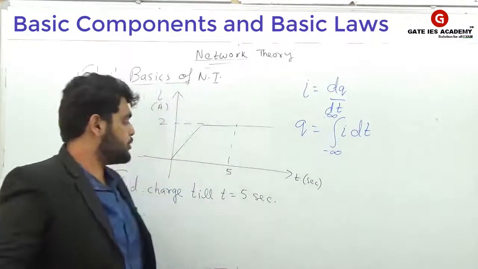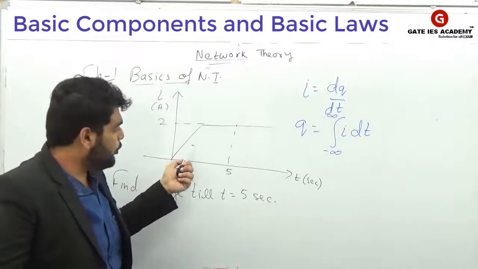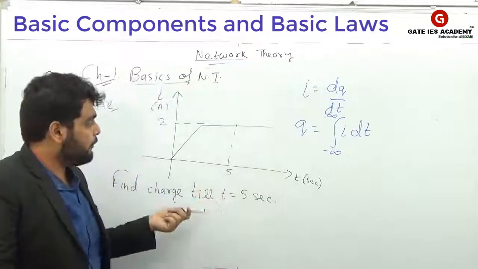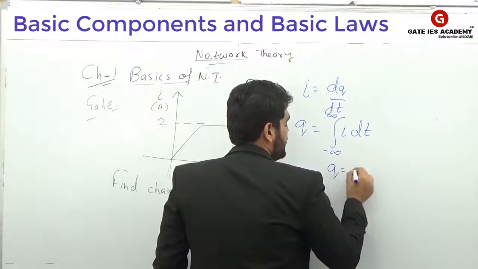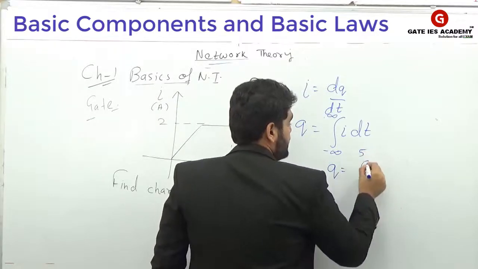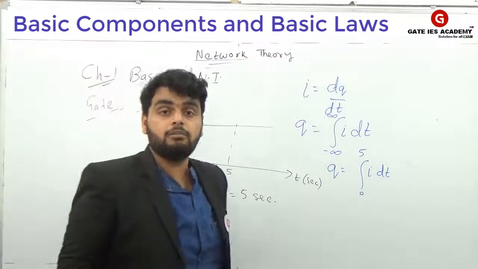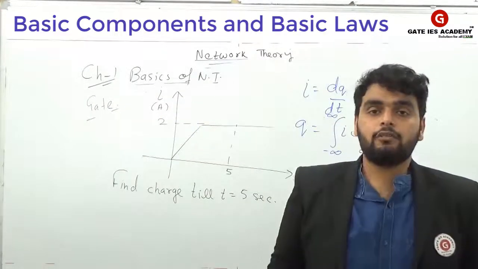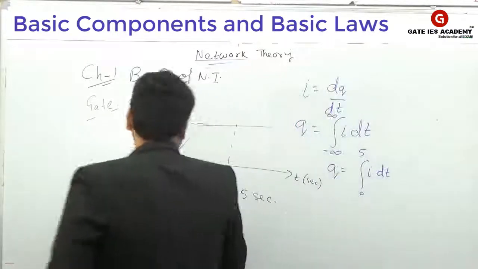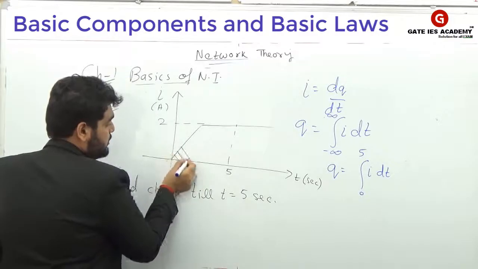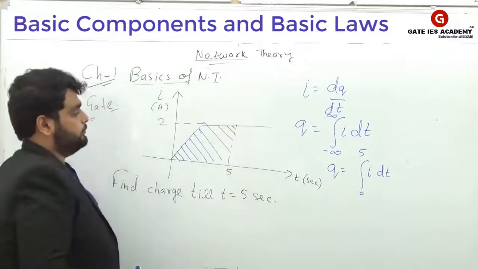But you can see in this question, the current is flowing from t equal to 0 and it is flowing till infinity. But we need to find out current only till t equal to 5 seconds, right? So what I will put, q is equal to integration from 0 to 5 of I dt. Now integration. What is the meaning of integration? Meaning of integration is the area of the curve, right? So you can see from 0 to 5, I need to find out this area, right?